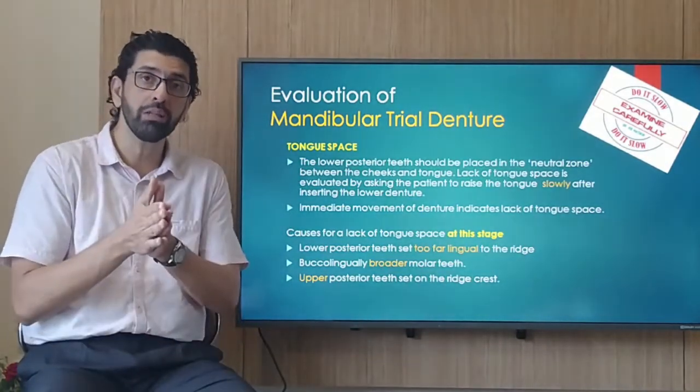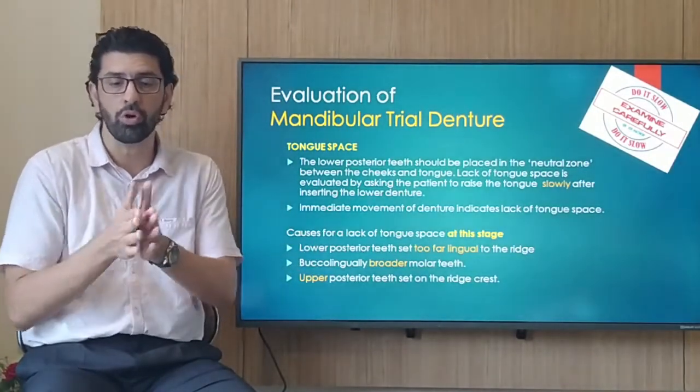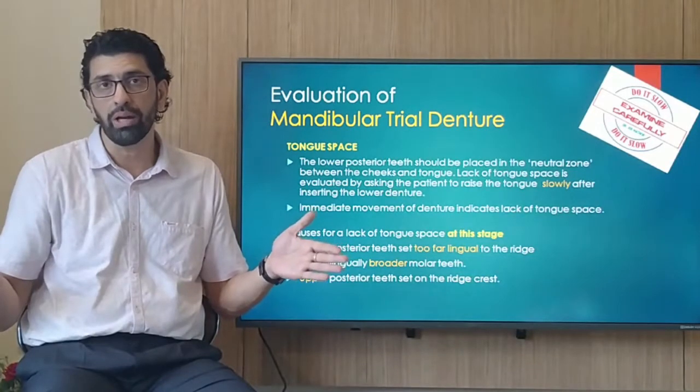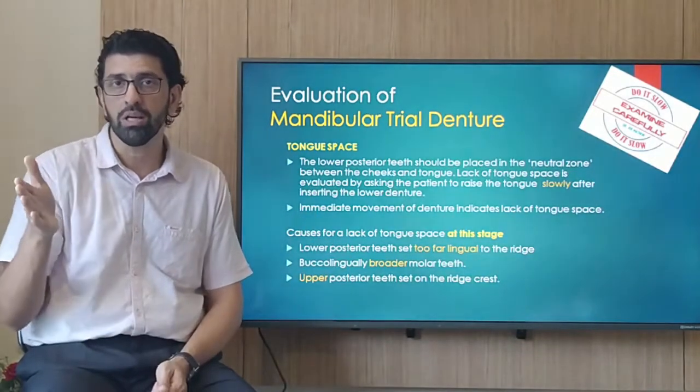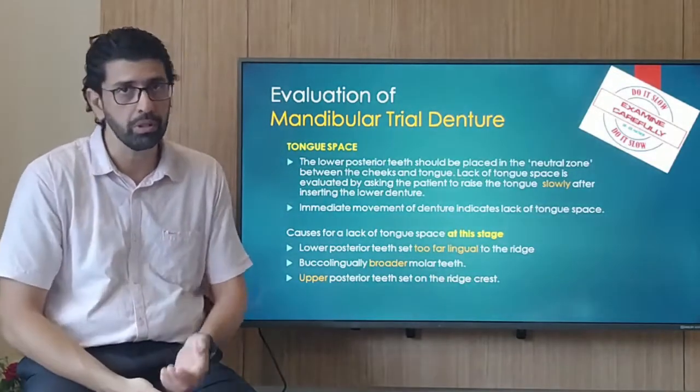Second, you use teeth that were too far wide buccolingually. So your selection of teeth went wrong. You use teeth that are too far wide, even though you place it on the crest of the ridge. The lingual aspect of the tooth is too wide, and so it's encroaching upon the tongue space.